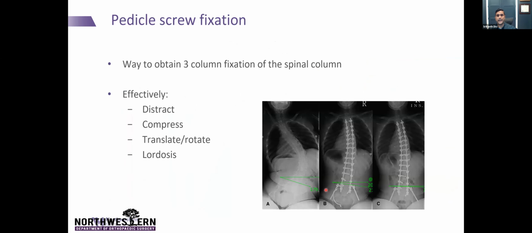But the mainstay now since the 90s has been pedicle screw fixation, because it's the only way to attain 3-column fixation of the spinal column. And when you do that, it allows you to do a lot of things with the spine. It can let you effectively distract, compress, translate and rotate the spine, and then do other things like create lordosis with the combination of these techniques. Here's an example of a scoliosis patient where with scoliosis correction and derotational maneuver, you're able to straighten it out a lot. So pretty powerful way of maneuvering the spine.